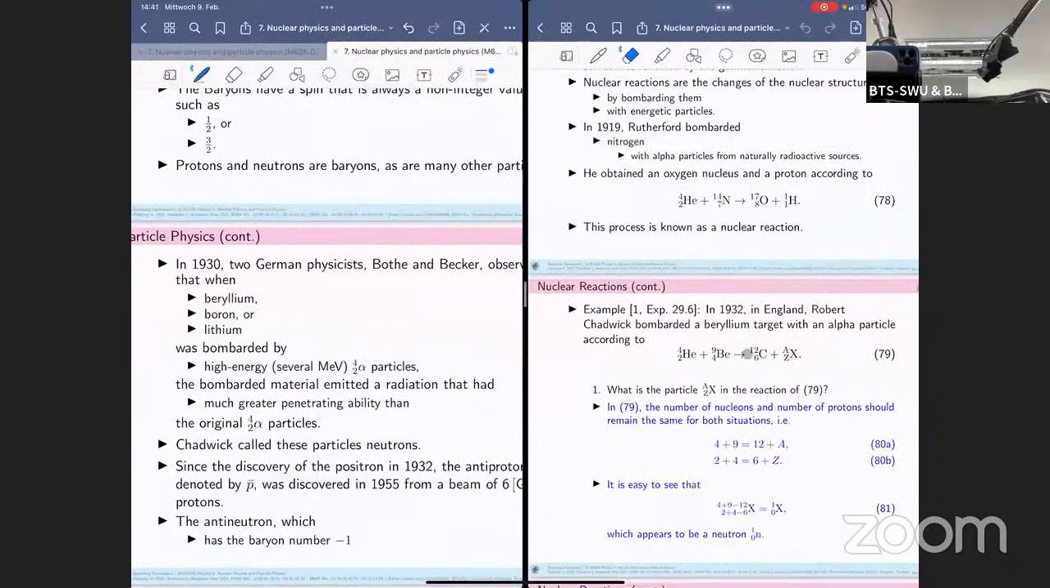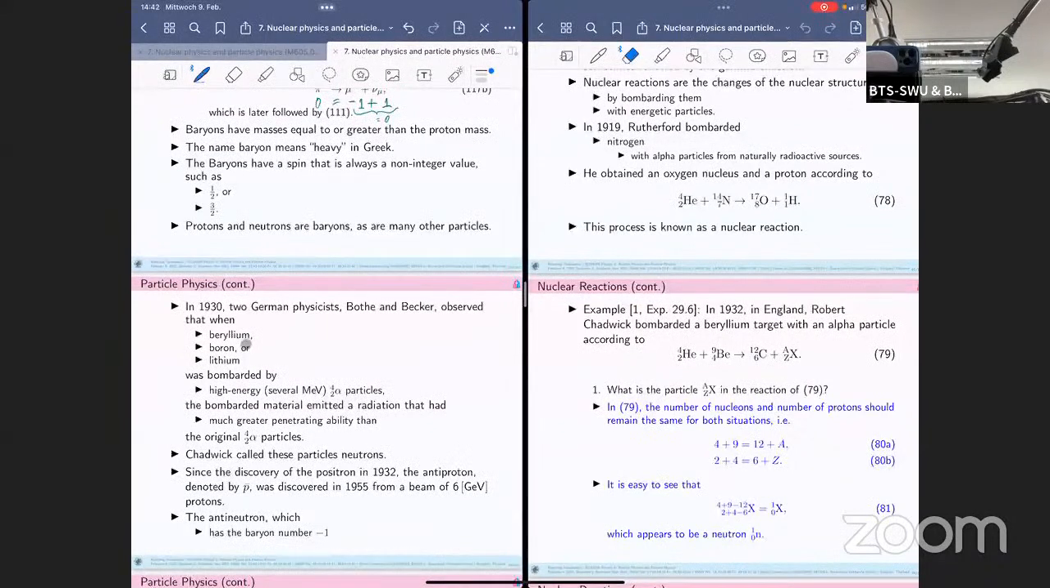Chadwick here. He considered beryllium, which is only one element, and for these two German physicists, they considered all three elements. Apart from beryllium, they also considered boron and lithium. The neutron was discovered from this experiment in 1932 by Chadwick, James Chadwick.